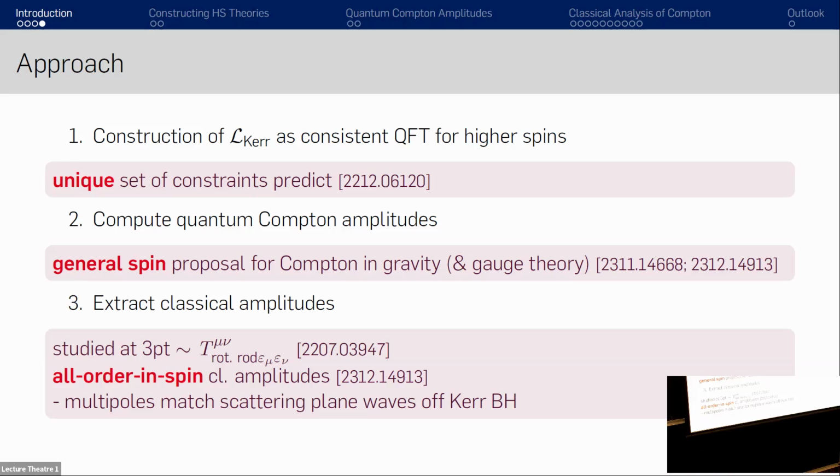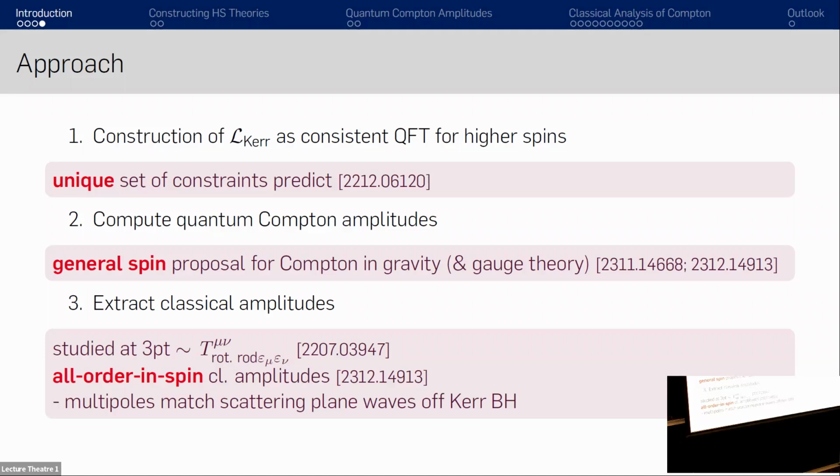Once you have this, you can construct and compute some quantum Compton amplitudes. These are full quantum Compton amplitudes, and we'll see that there's some nice structure here, and we'll use that structure essentially to constrain the leftover freedom that we still have. I'll say more about it later. And once you have the quantum Compton amplitudes, you can extract the classical physics. I'll discuss a little bit about how people do that at 3 points.